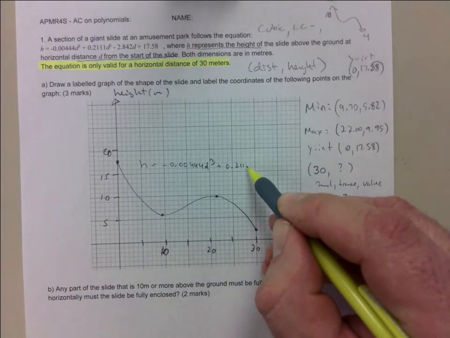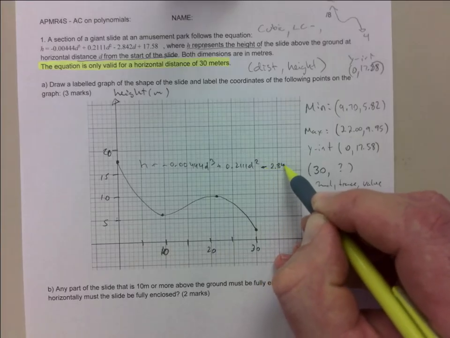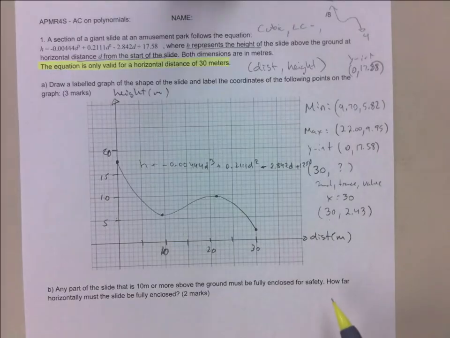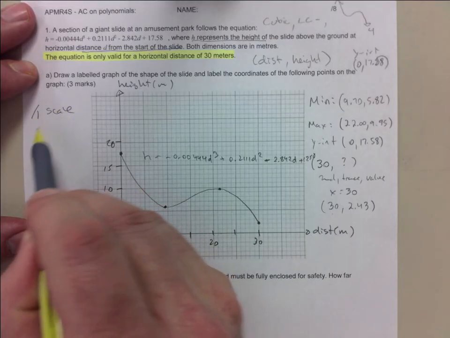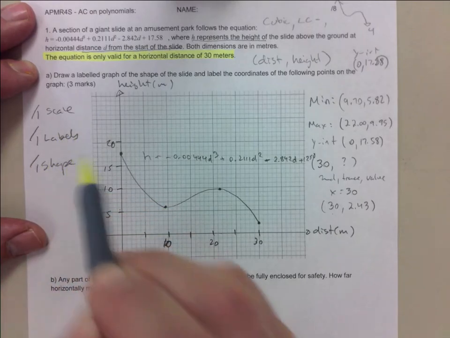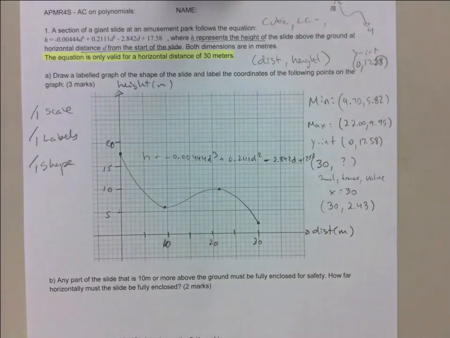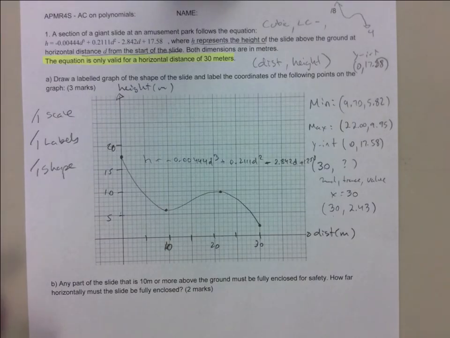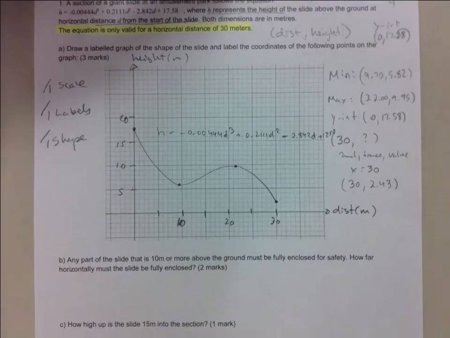You want to add the equation to it: minus 2.842 D plus 17.858. Okay. So I will say you get 3 marks. 1 you get for scale, 1 you get for labels, and 1 you get for the shape. You should not go past the start and the stop. So only give yourselves 3 marks if you have all the components there. Okay? 3 marks.